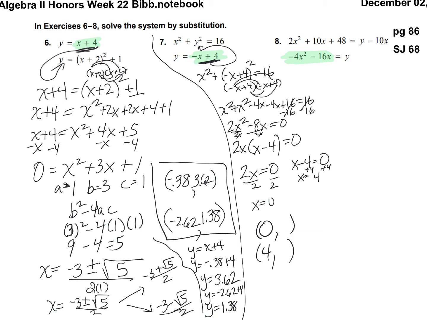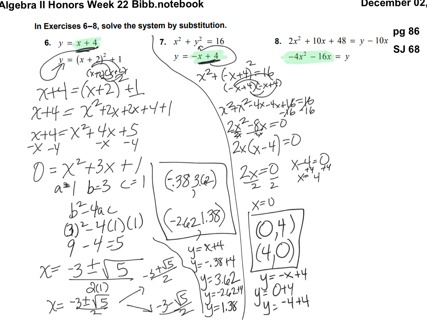I need to find my y solutions, because remember, my answer to the solution of a system is ordered pairs. So I'm going to substitute 0 into this equation. Y equals 0 plus 4, so you get 4 for this one. I'm going to substitute 4 into the other one. Y equals -4 plus 4, so I get 0 for that one. So if you want to pause and check to see if you're correct, then please do.